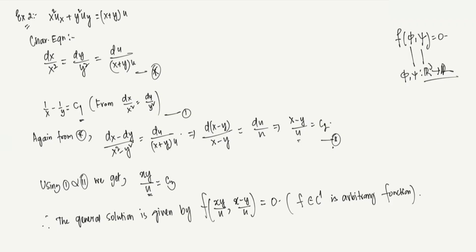So essentially what I'm trying to say is this: you can just write u as a function of xy and then another function of (x minus y) by 2. That's not an issue. But this is the general solution.